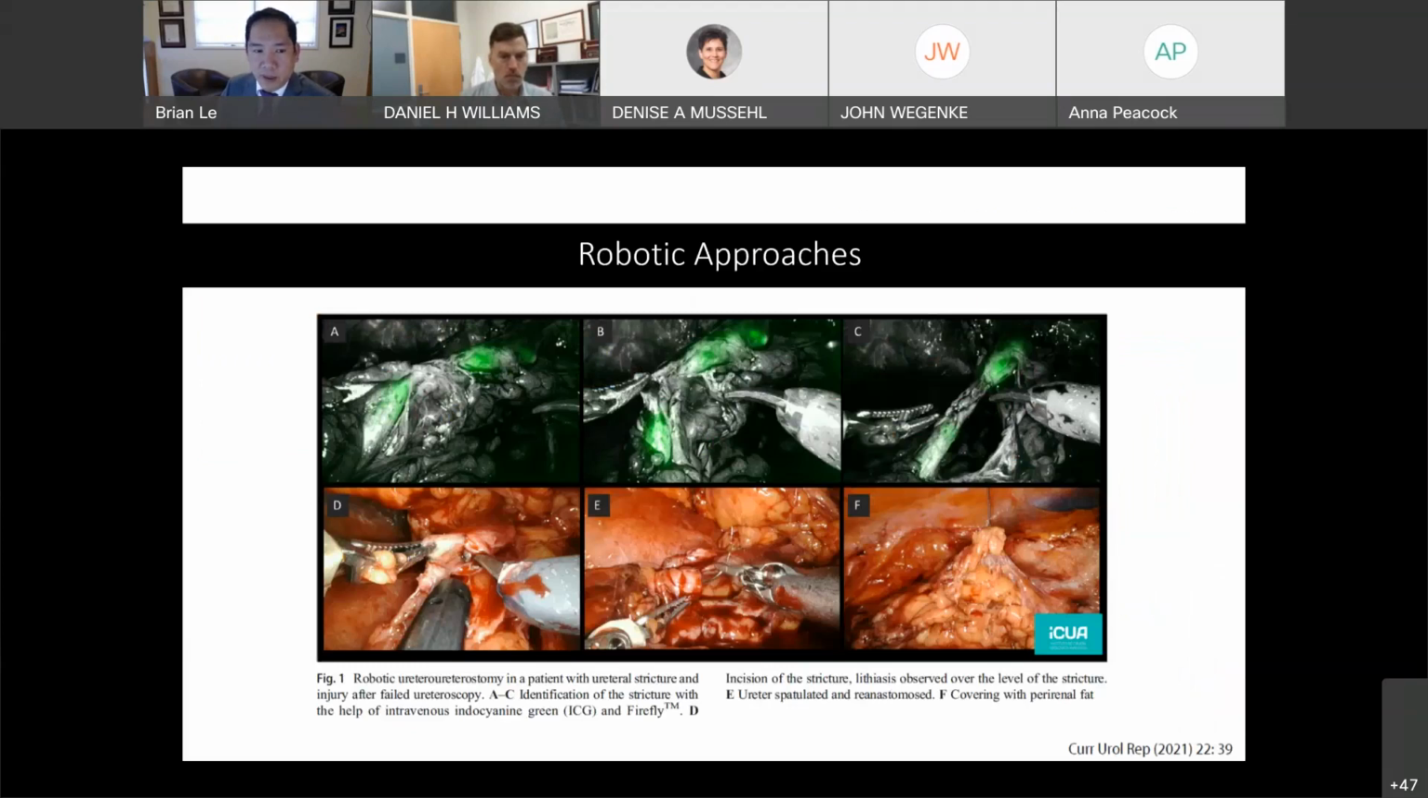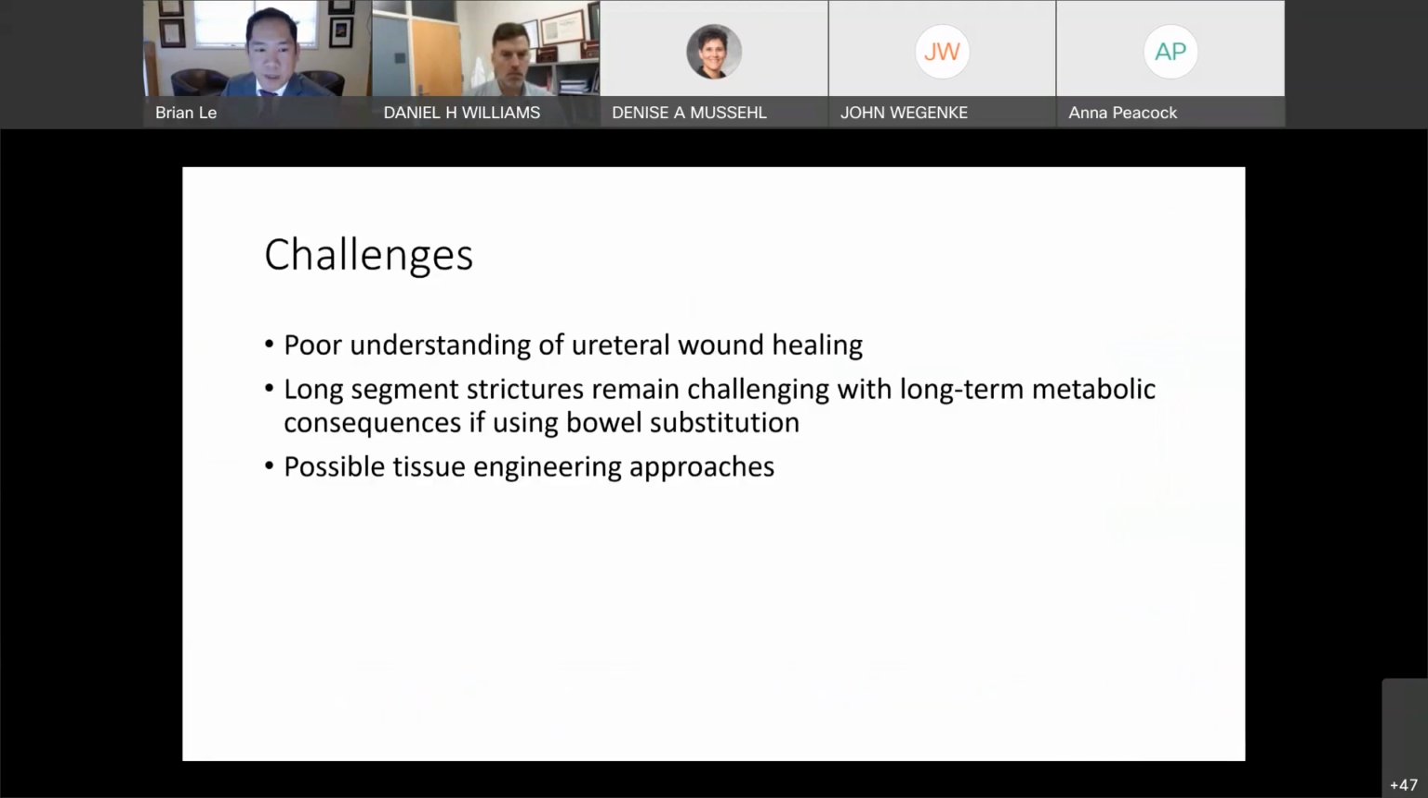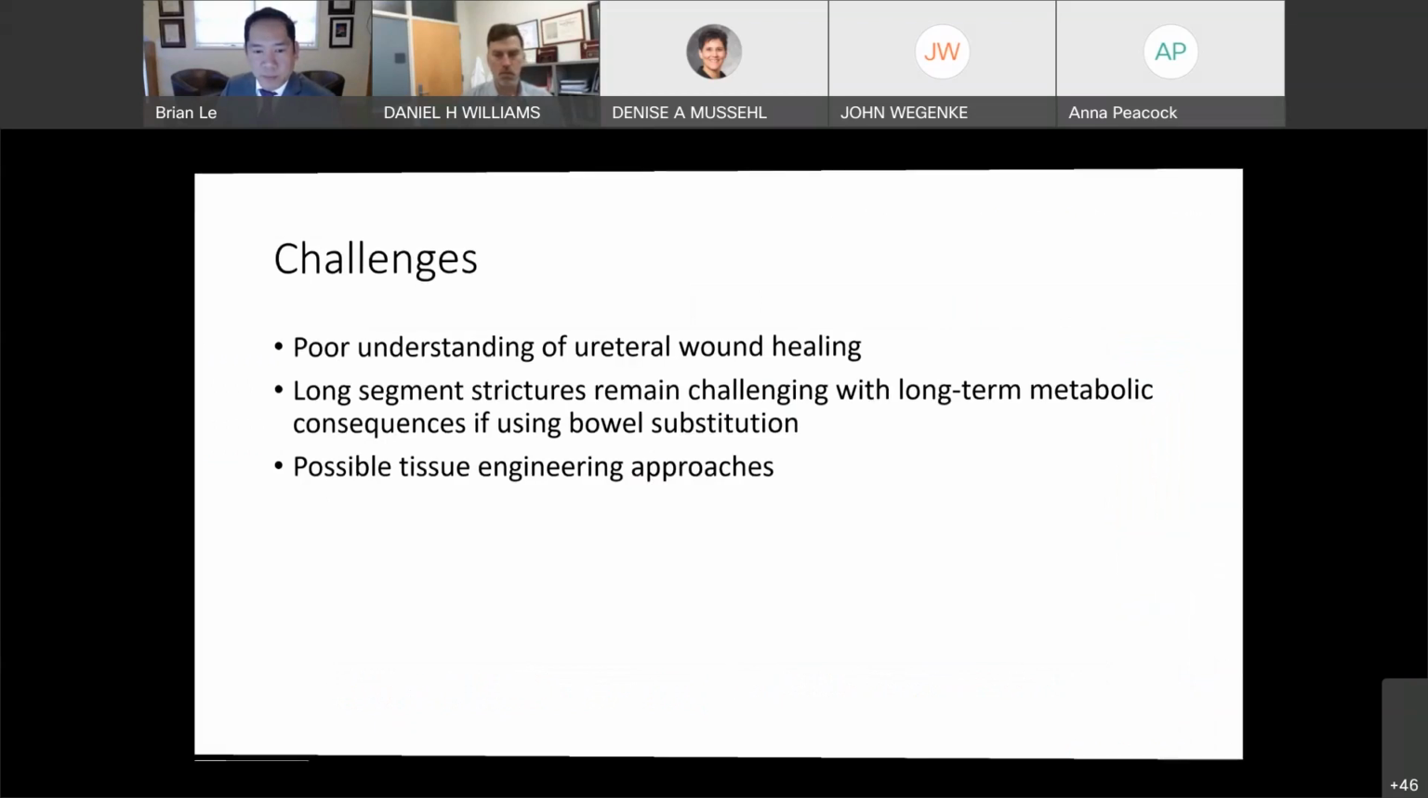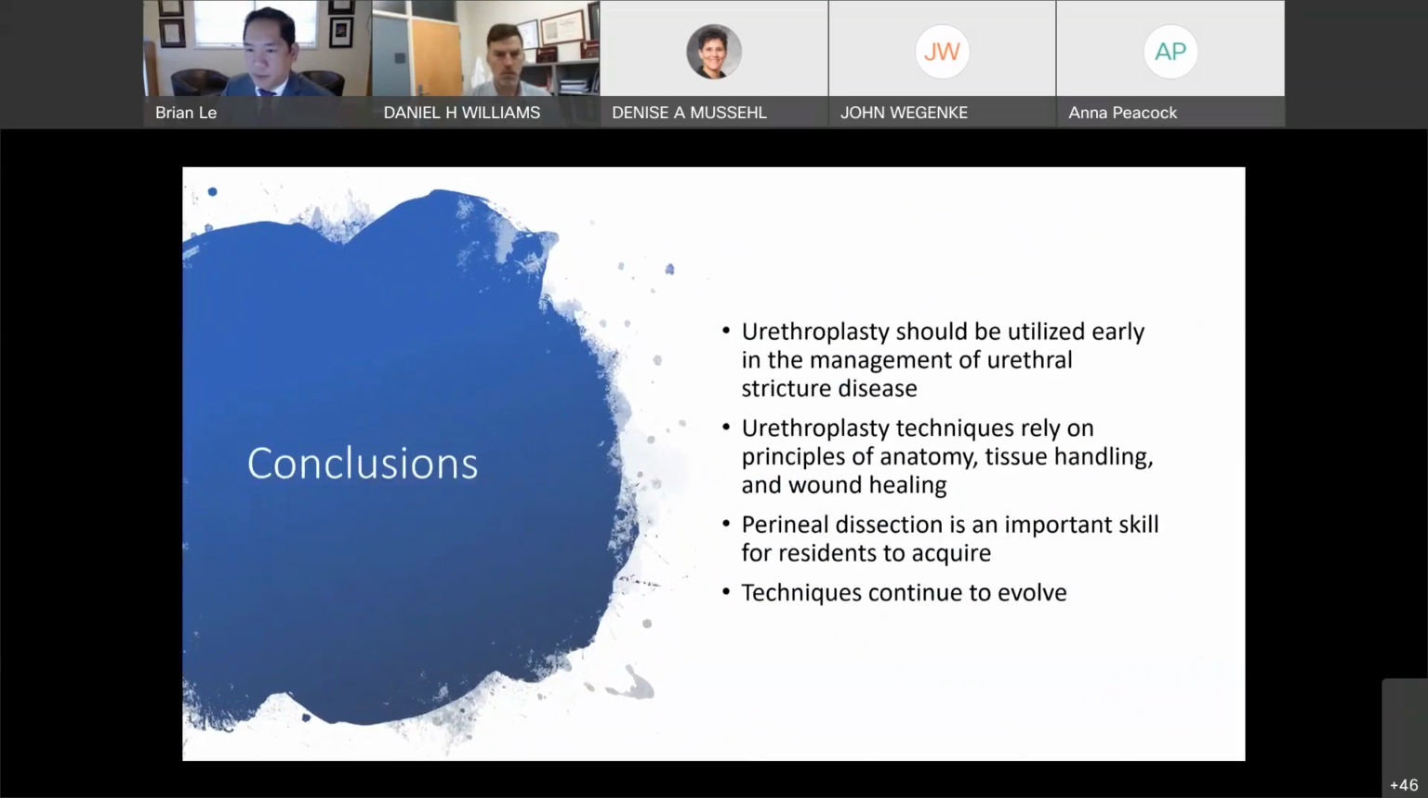So this is how it looks. Pretty pictures in green, what a repair might look like. And so the challenges are there's poor understanding of ureteral wound healing, long strictures tend to have worse outcomes, and possible tissue engineering approaches may be the future. So ureteroplasty should use early management of ureteral. I keep saying urethroplasty, I meant ureteroplasty.